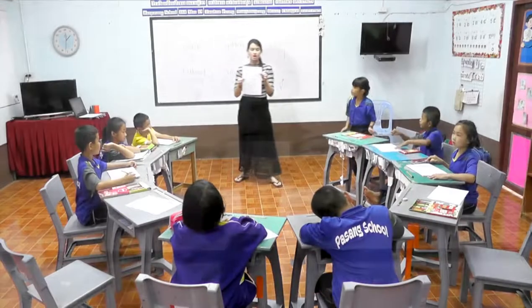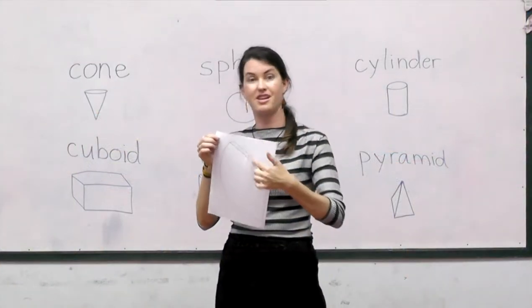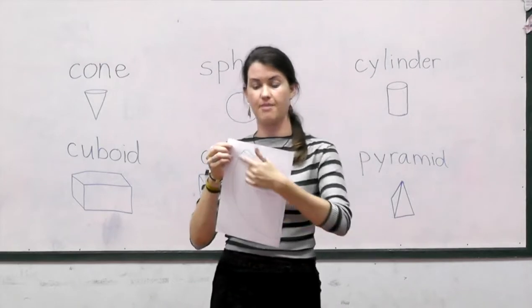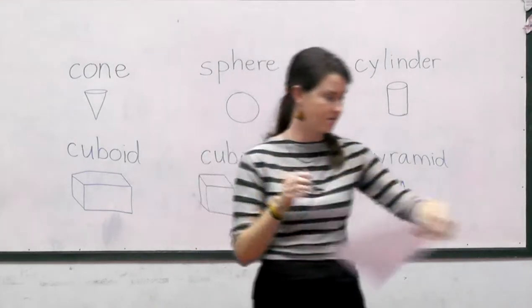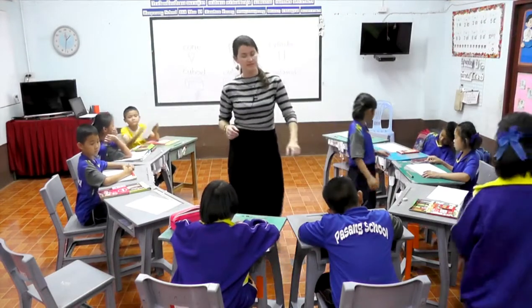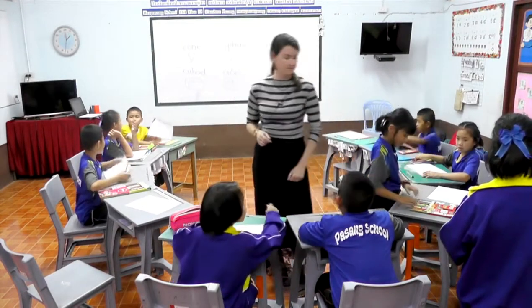Same thing with the cone. Don't color this part. You're not going to see it. You're not going to see this part, but you do need it when you're cutting out. Okay, color your cones. Color your cubes. This part you're not going to see.